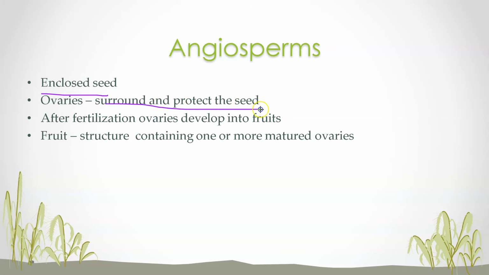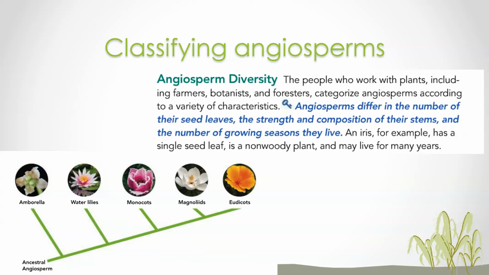Ovaries surround and protect the seed. After fertilization occurs, ovaries mature into fruits, and a fruit is a structure containing one or more matured ovaries. So I'm going to give you some pictures from your book in this video lesson.